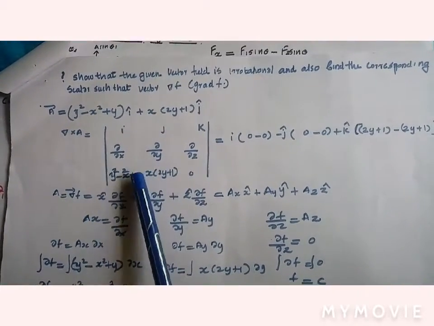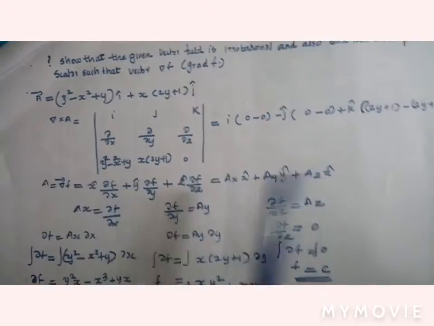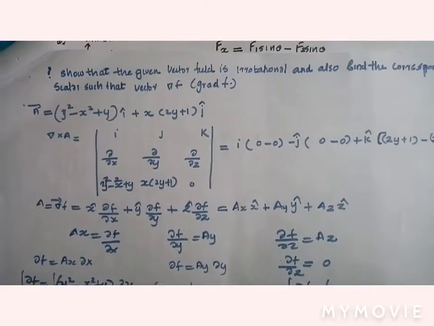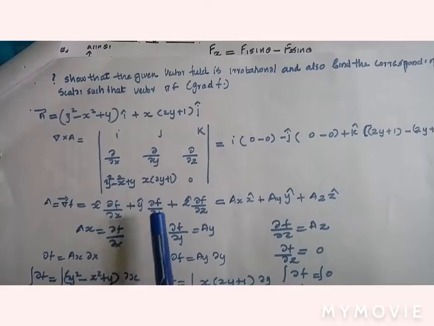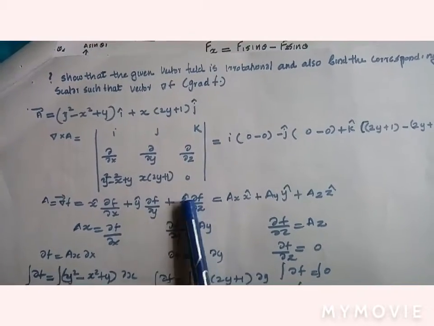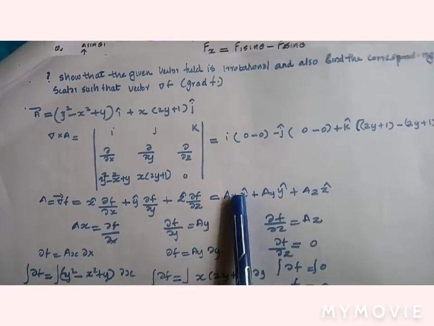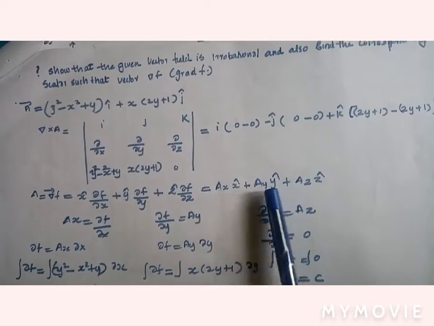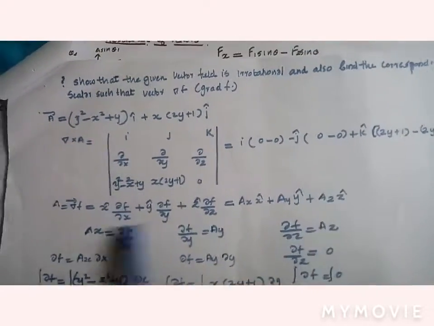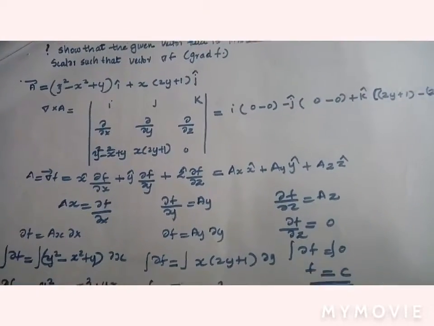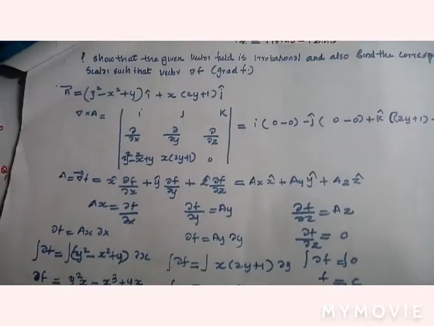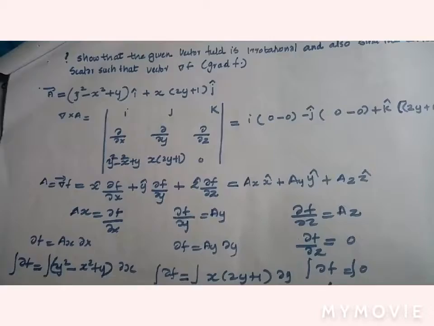An irrotational vector means the vector can be written as the gradient of a scalar. So del f is x cap dou f by dou x plus y cap dou f by dou y plus z cap dou f by dou z, which is equal to ax x cap plus ay y cap plus az z cap. Comparing this, we get ax is equal to dou f by dou x, ay is equal to dou f by dou y, and az is equal to dou f by dou z.